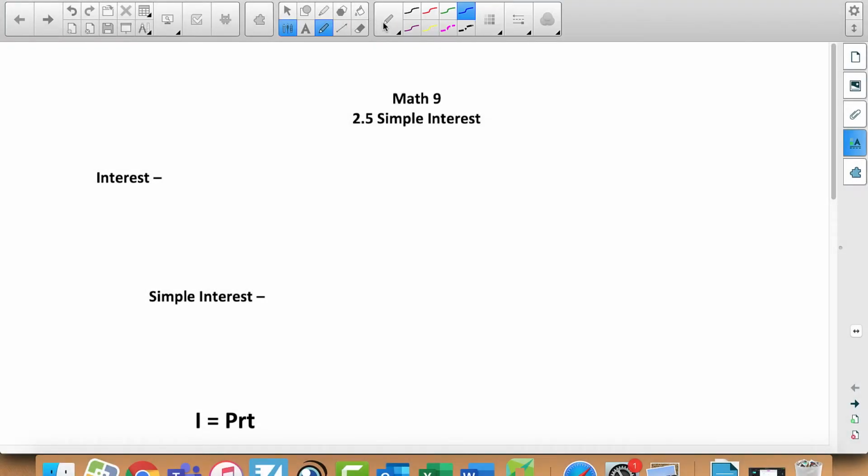Hello! Today we're going to look at simple interest, which is an important topic.